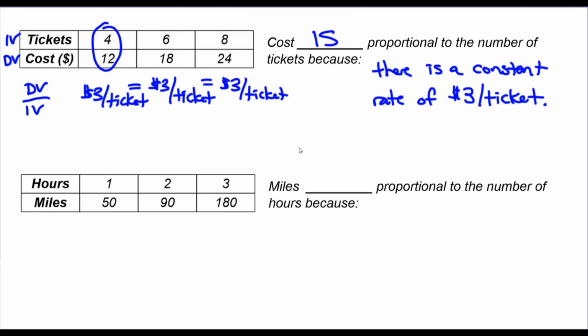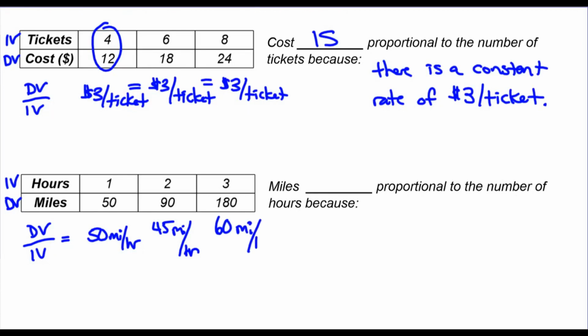And let's look at this table. Here we have hours and miles that we've traveled. And the number of miles that we travel depends on the number of hours we're traveling. So miles is our dependent variable. So our unit rate is dependent variable divided by independent variable. So 50 divided by 1 is 50 miles per hour. 90 miles in 2 hours is 45 miles per hour. And 180 miles in 3 hours, 180 divided by 3, is 60 miles per hour.